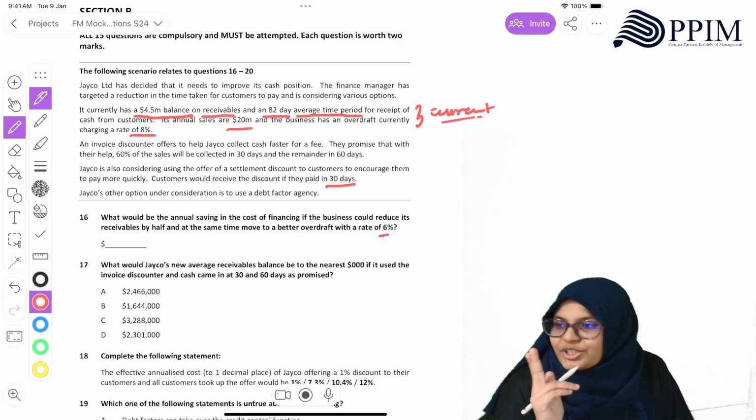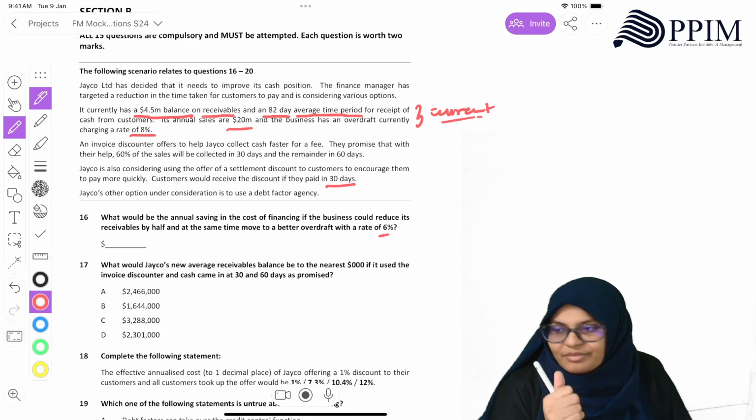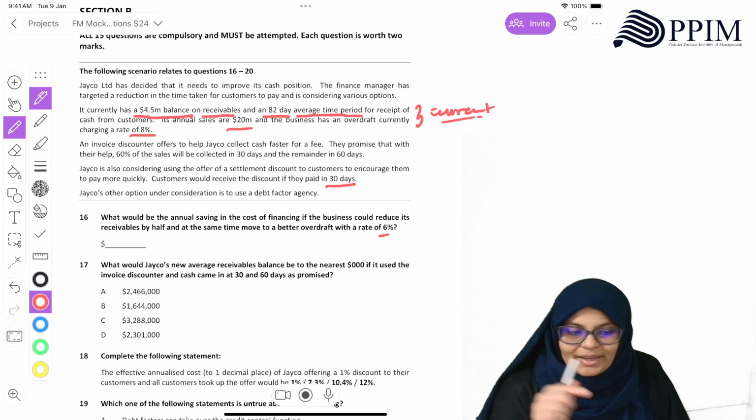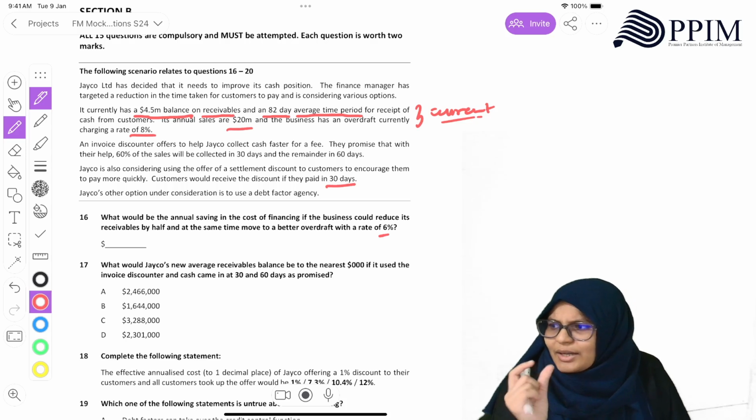Okay. So two steps here. One, you have to find out what is the current interest rate for the overdraft. Second, you have to find out what will be the new interest that you are paying if what they are mentioning happens. Okay. So try it out and see if you can get the two figures. I don't think anybody got this answer.